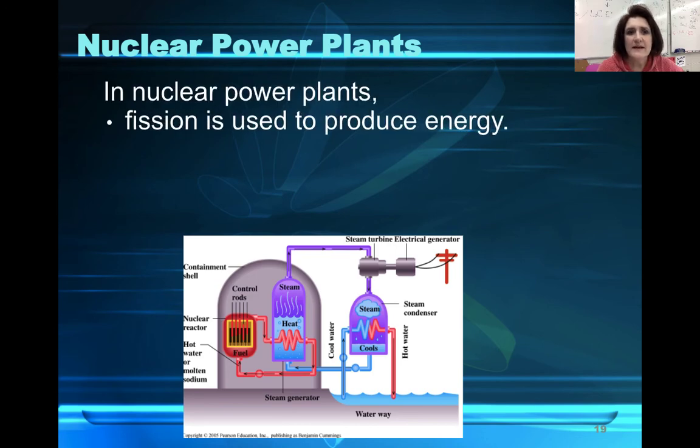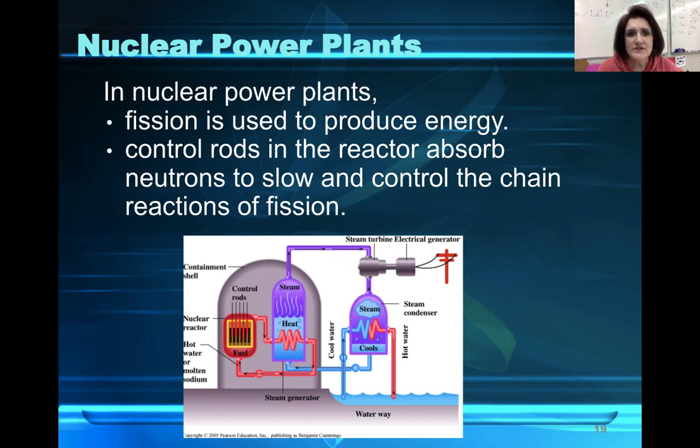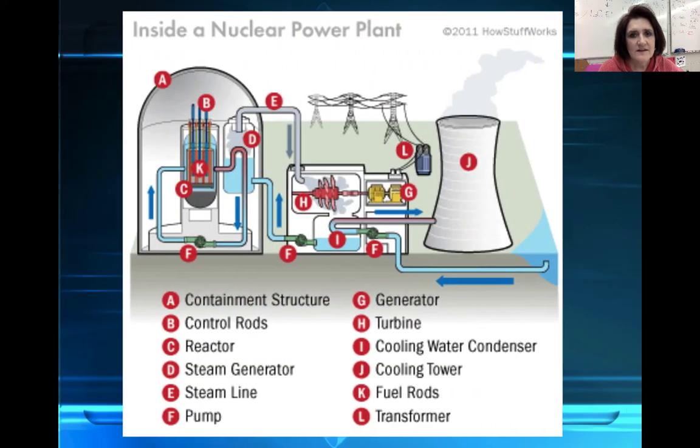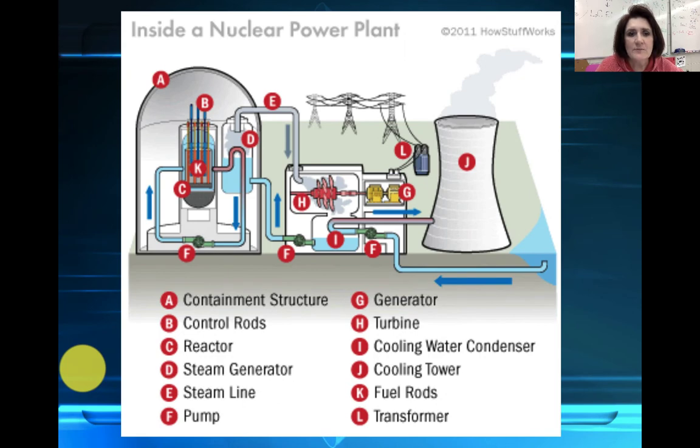Inside a nuclear power plant, the fission is used to produce energy. The control rods in the reactor absorb the neutrons to slow and control the chain reactions of fission. In this diagram of a nuclear power plant, A is the containment structure, the building that the actual reaction takes place in. B are the control rods that help to control the chain reaction. C is the reactor itself. D is the steam generator.